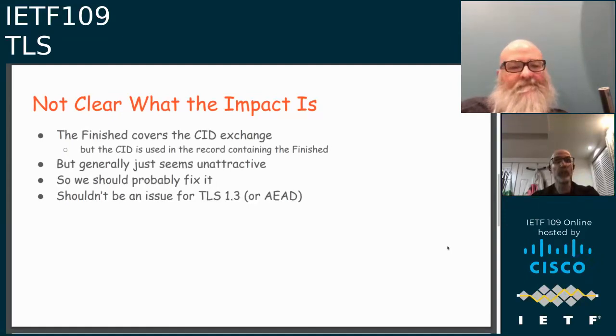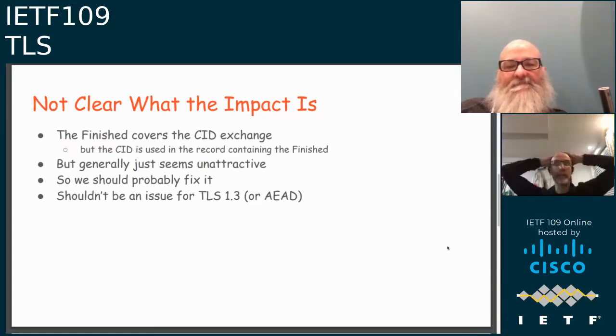Note that this shouldn't be an issue for TLS 1.3, as I understand, because there's only one variable length field, which is the CID, and that goes at the end, and everything else is fixed length. This is the AAD, so it's not concatenated with the rest of the data from the MAC. Next slide.